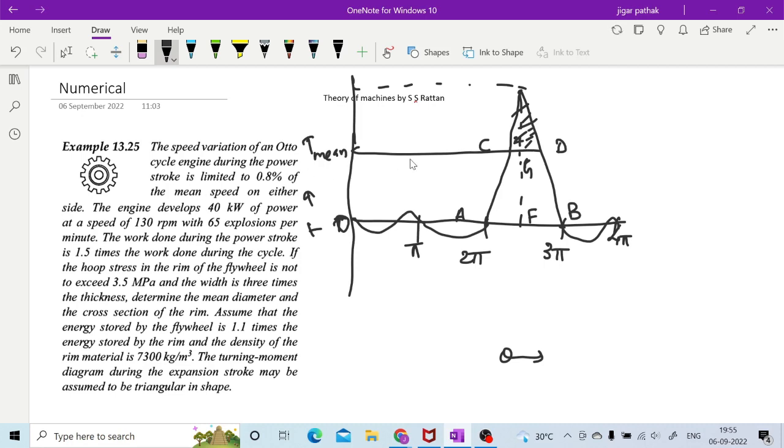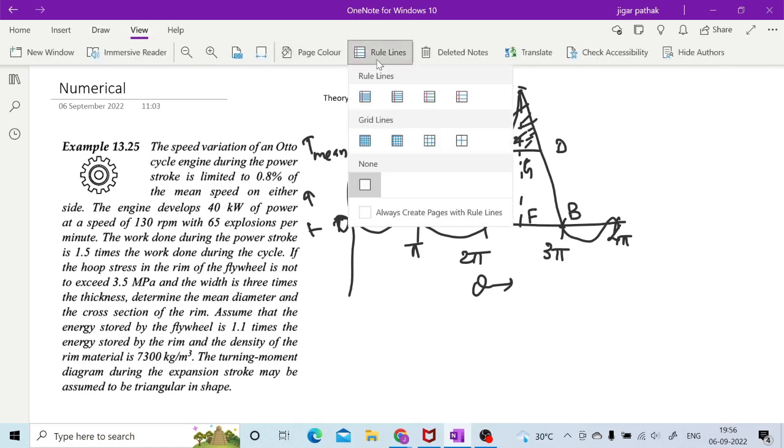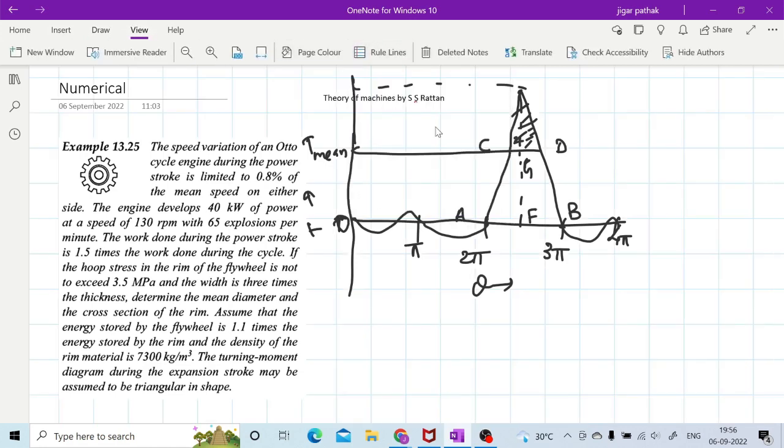So now what we need to do is, one second, let me shift this also. This is theta, right? Now again let us go with ruled lines.